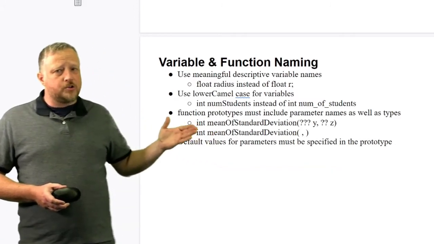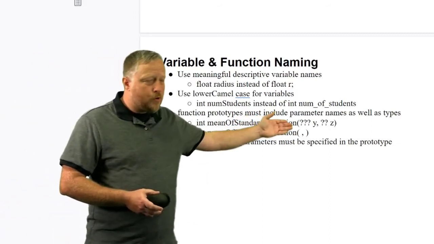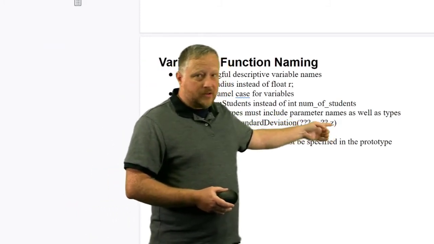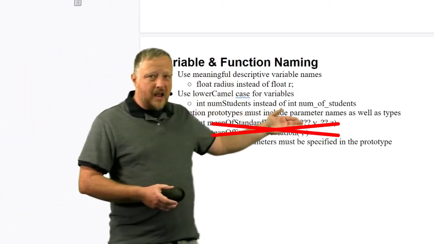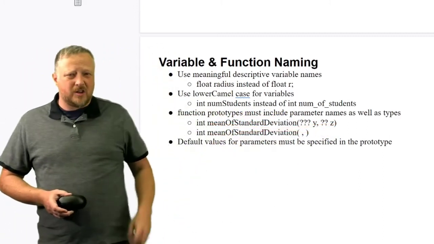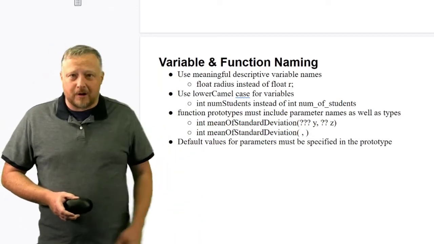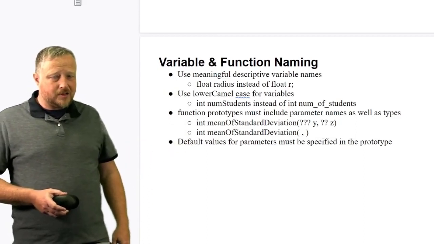Your function prototype should do the exact same thing. It should have both your type and the name. It shouldn't be Y and Z, by the way. So these are two examples that we really should not see. We should really see the type and the actual good description of the parameter. That's what we really want. So these are two bad examples that we really don't want.